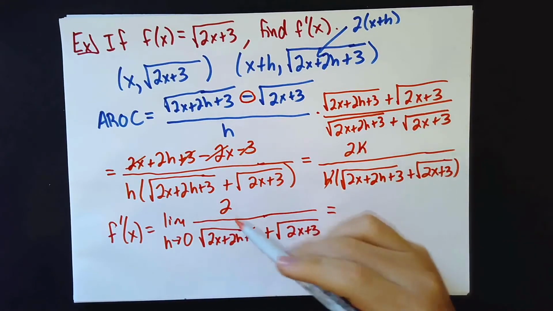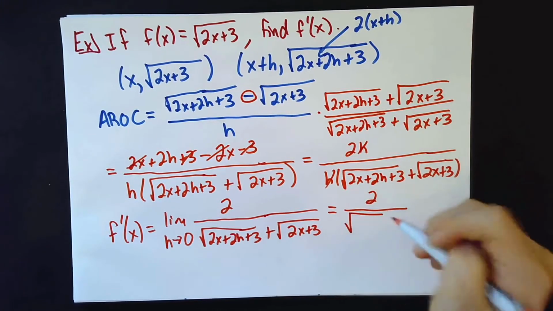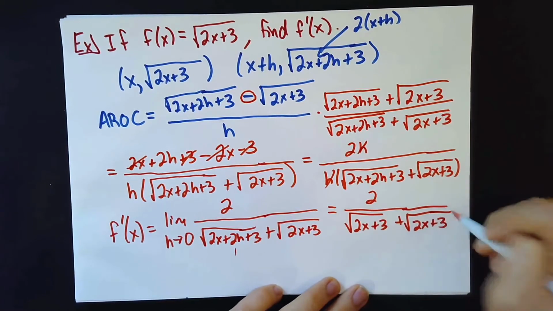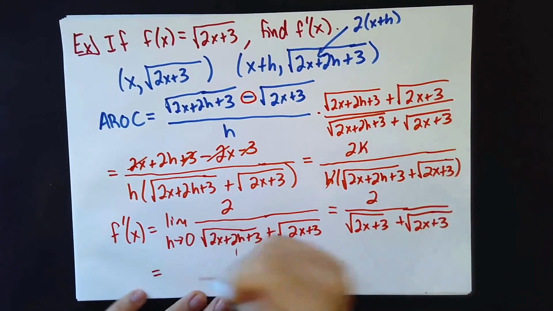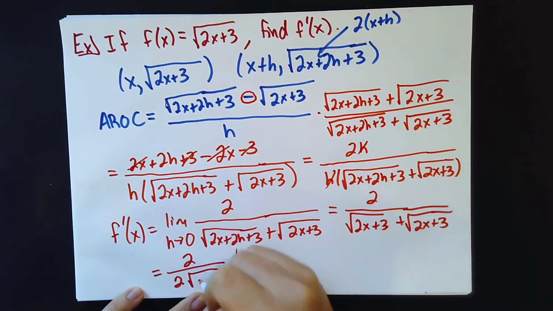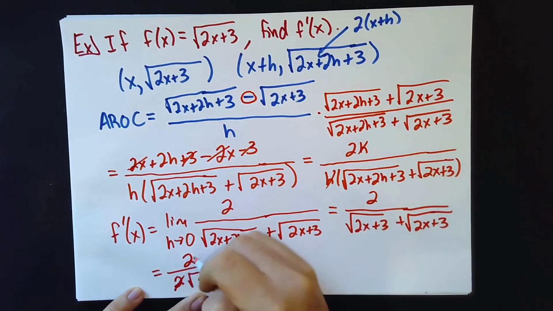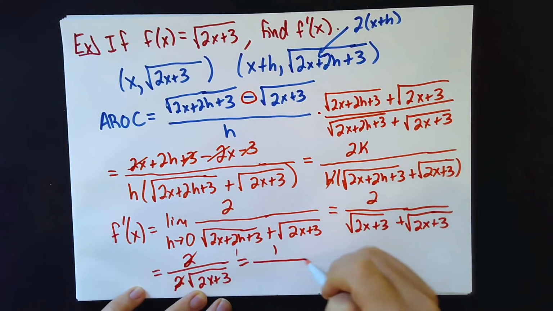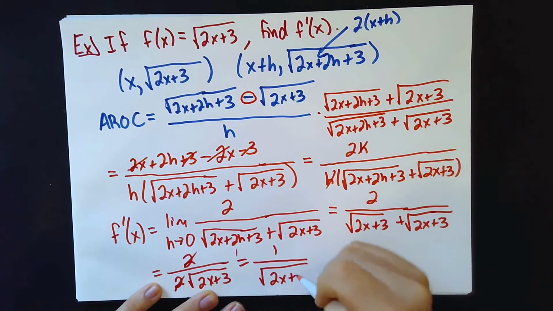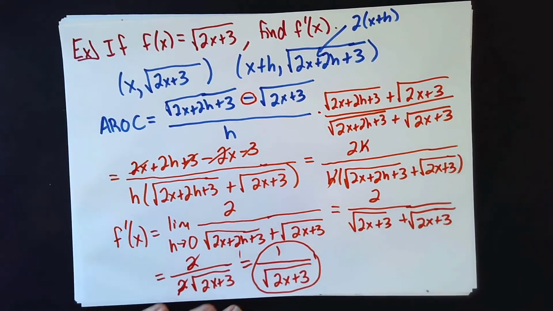And so what is this going to be? Well, it is going to be 2 divided by the square root of, and so this 2h is going to disappear. Okay, and so that is 2 divided by twice the square root of 2x plus 3. But now the 2's cancel, and so the final answer here for our derivative is 1 over the square root of 2x plus 3. That is my f prime.